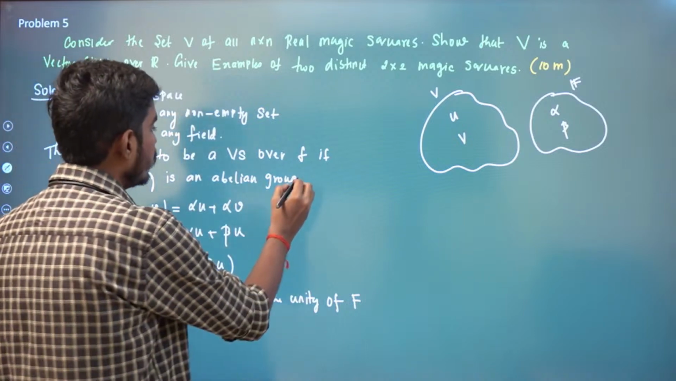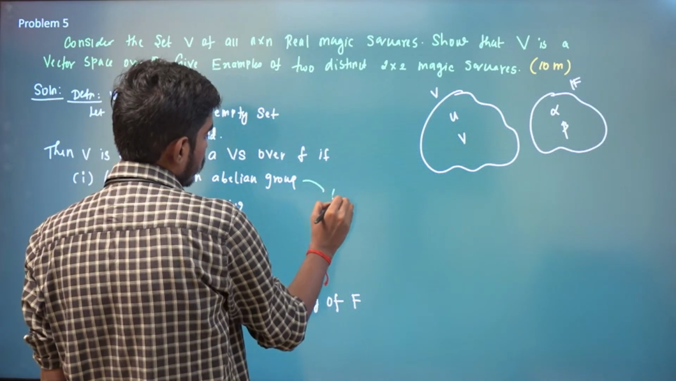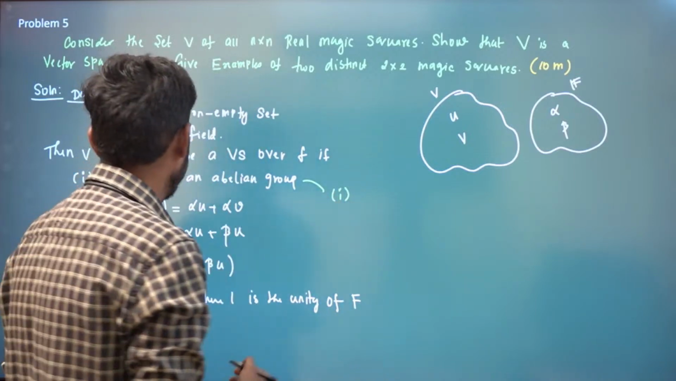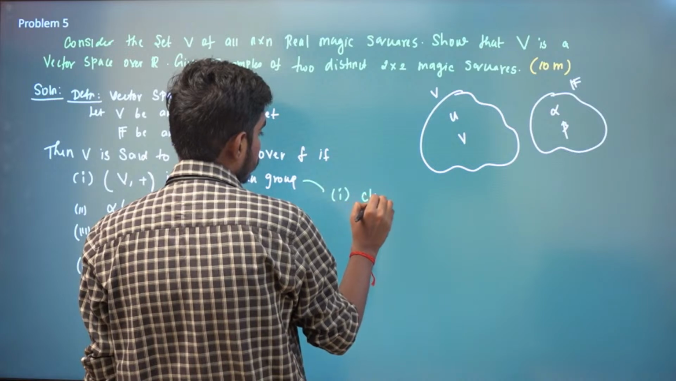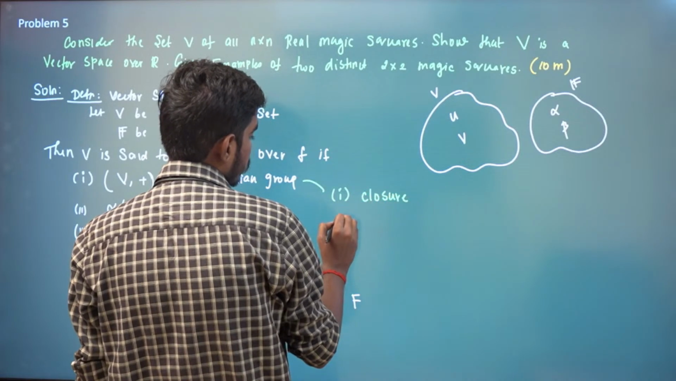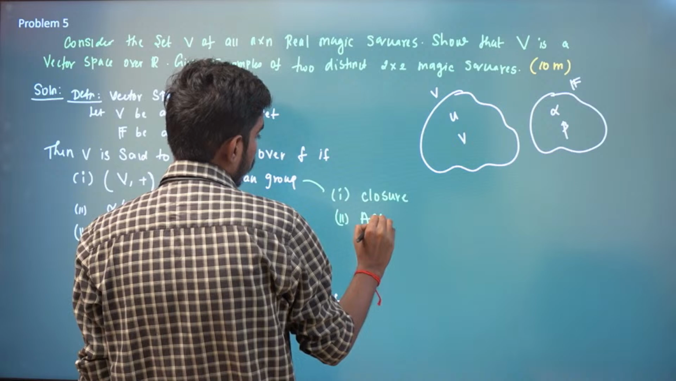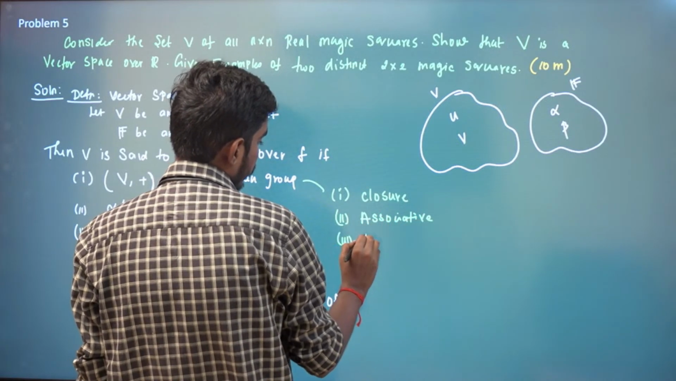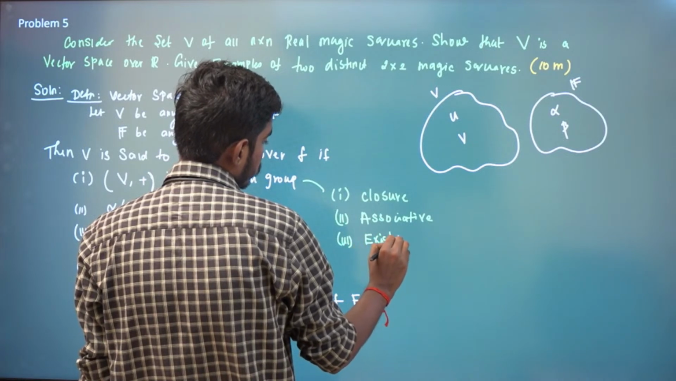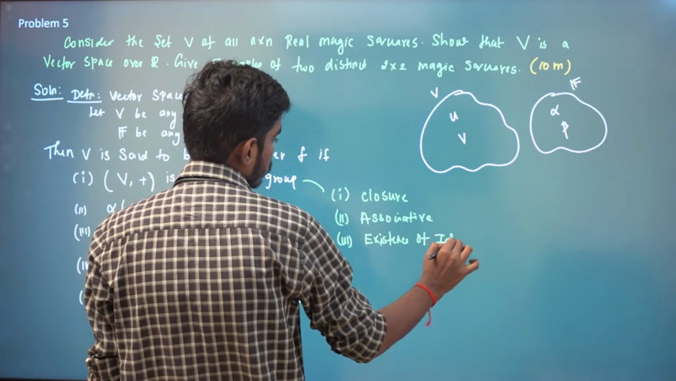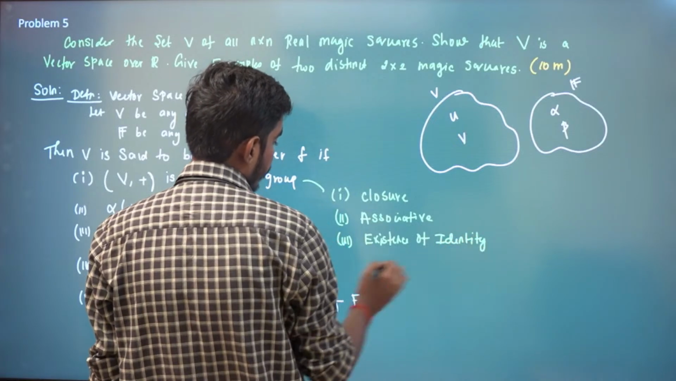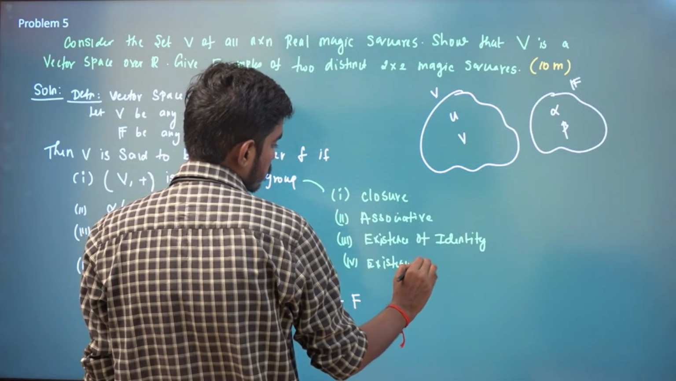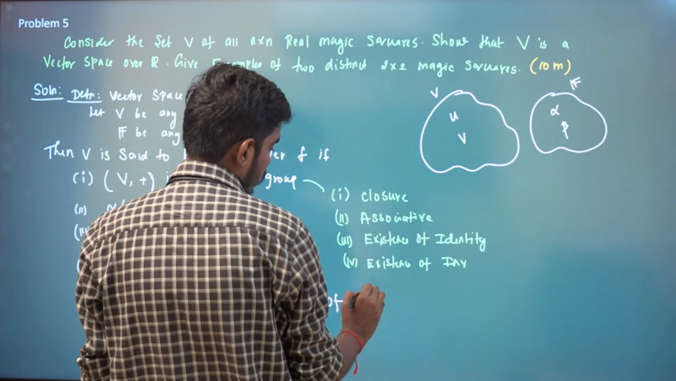For V plus to be an abelian group, it has to satisfy closure, and then associative, and then existence of identity, and then existence of inverse, then commutative.